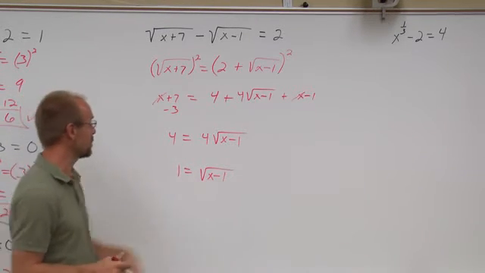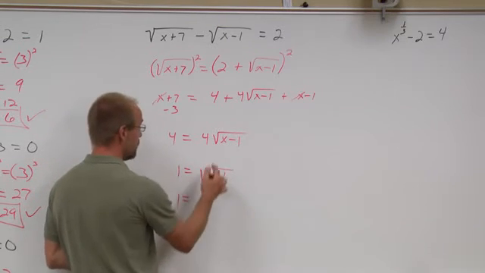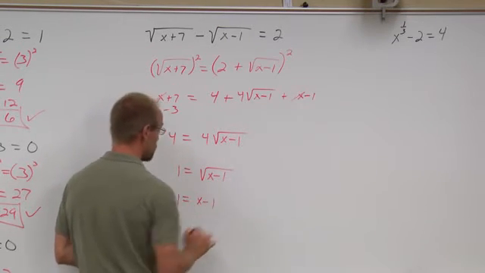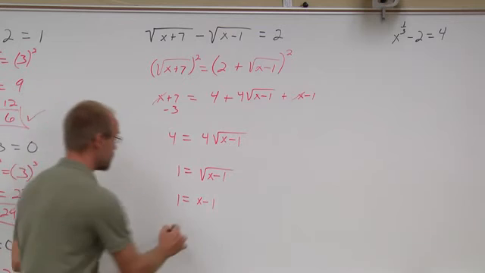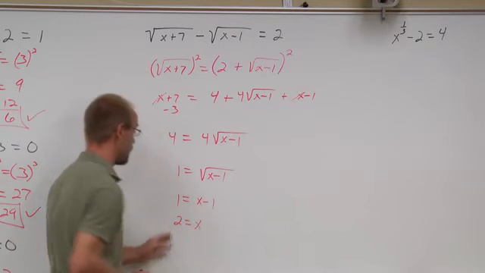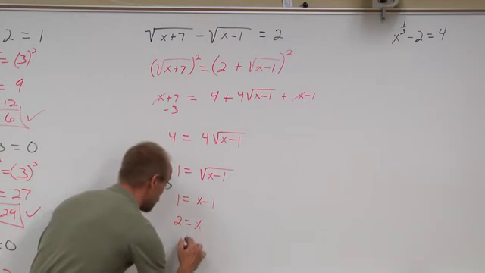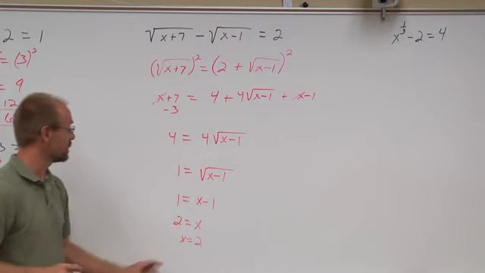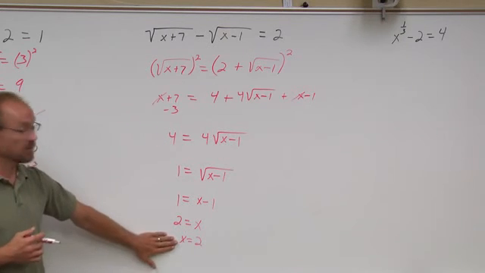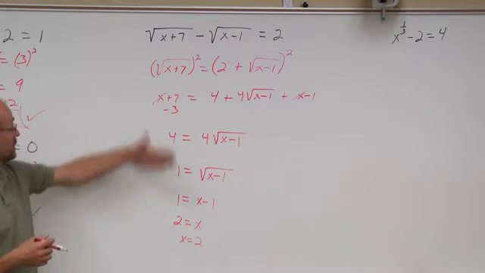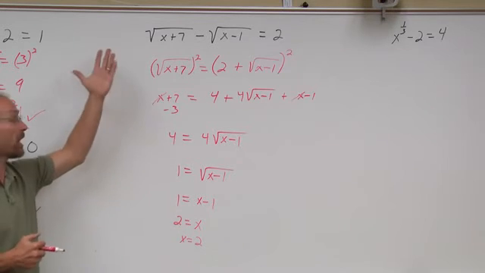If I square both sides here, 1 squared is 1. This squared is x minus 1. Add 1 to both sides and I get 2 equals x, or if you prefer, x equals 2, the order here doesn't matter. Is this a true statement? Does it work? Is this the value I was looking for? Well, let's go back and check it.